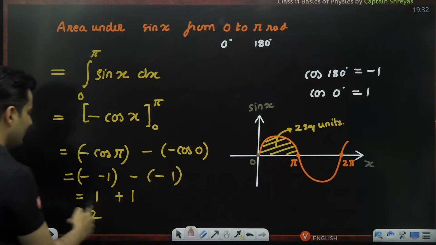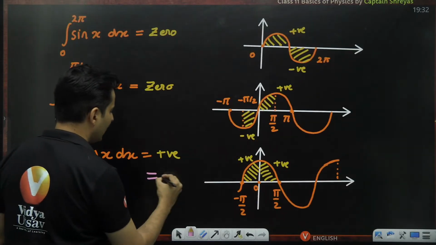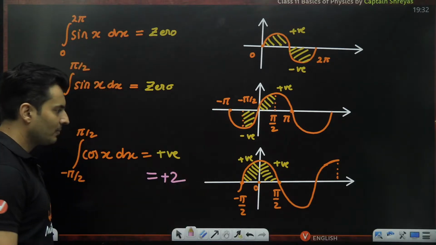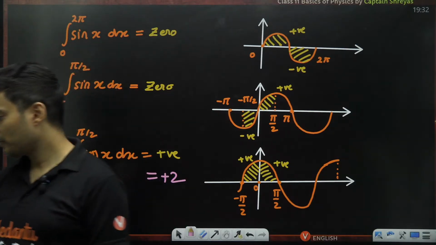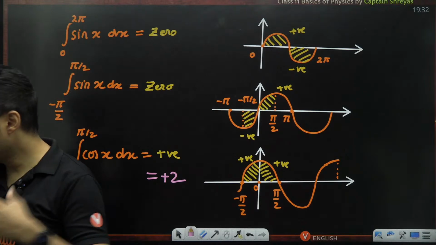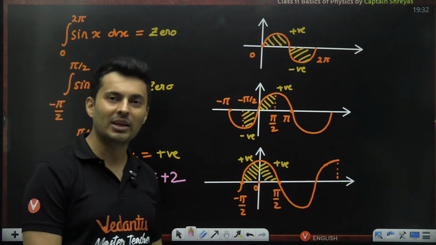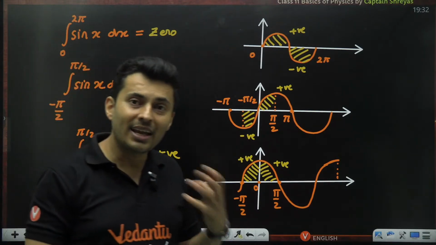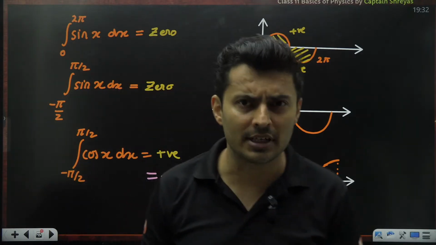The answer for this area was 2. So 100% without even solving, I can say it will be plus 2. Yes, it will be plus 2 directly. If you solve it also, you will get it as 2 only. So this is the meaning of areas and integration with limits.